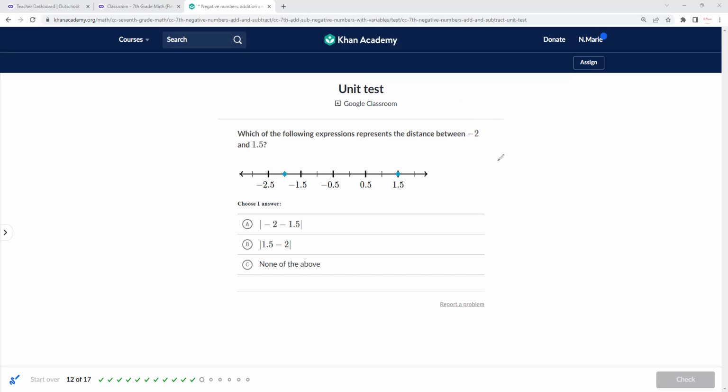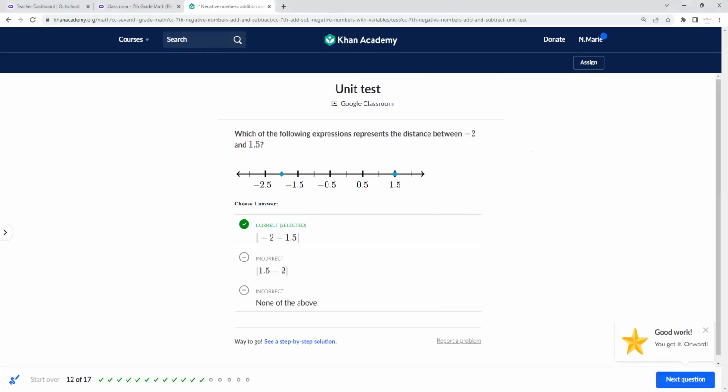Okay, so if I had negative, which of the following represents the distance between this? Okay, so what is the distance between -2 and 1.5? Well, this to 0, which is here, sorry, is 1.5 units. And then -2 is, so this would be -2, 2 units away from 0, and that's 1.5 units from 0, so basically 3.5 units total. This would get me -3.5, but the absolute value of that becomes positive.